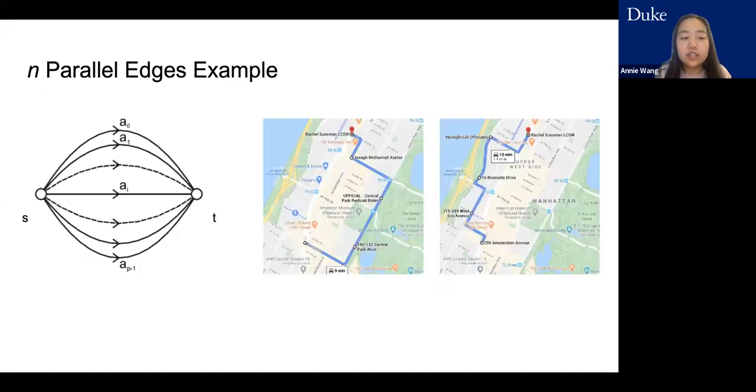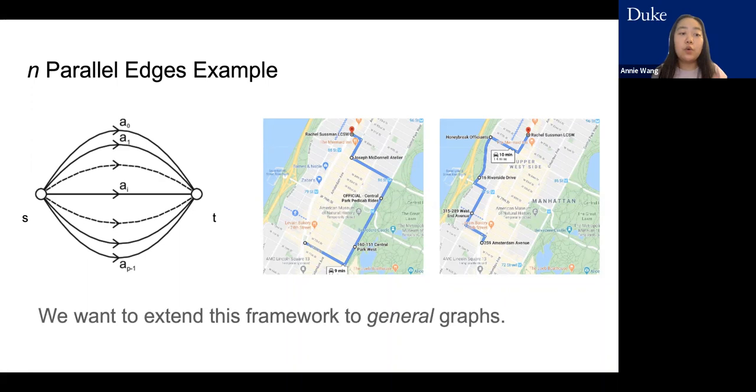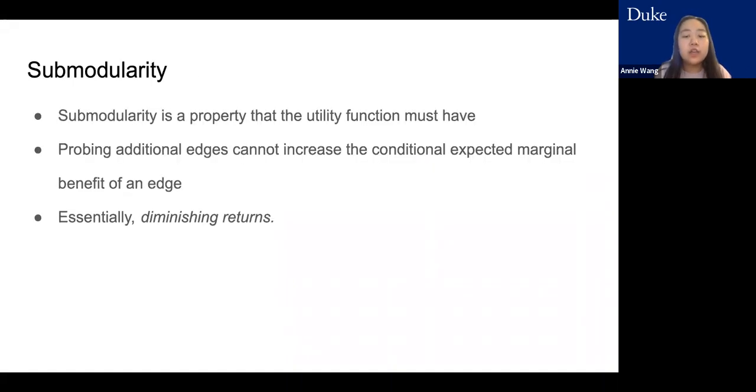Just to reiterate the case that they're considering in this paper, they were only looking at n parallel edges, which you can see here in the graph on the left side. It's also illustrated in the two paths on the right side maps, because both of these are independent paths from the source to the destination. And what we tried to do is extend this framework to general graphs, so not just limited to the parallel edge case.